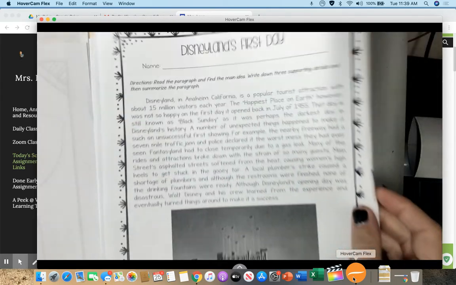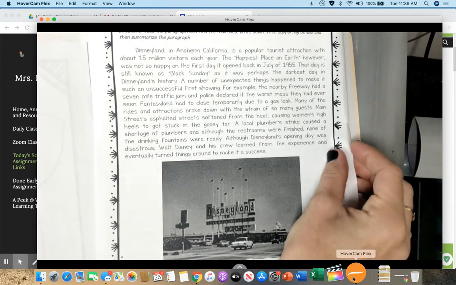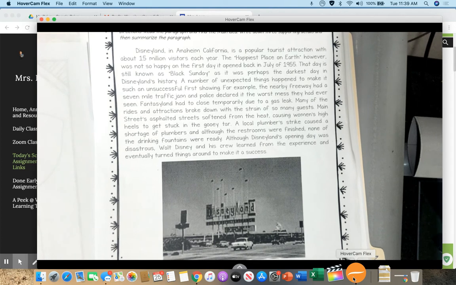All right, here we go. "Disneyland in Anaheim, California is a popular tourist attraction with about 15 million visitors each year. The happiest place on earth, however, was not so happy on the first day it opened back in July of 1955. That day is still known as Black Sunday, as it was perhaps the darkest day in Disneyland's history. A number of unexpected things happened to make it such an unsuccessful first showing.